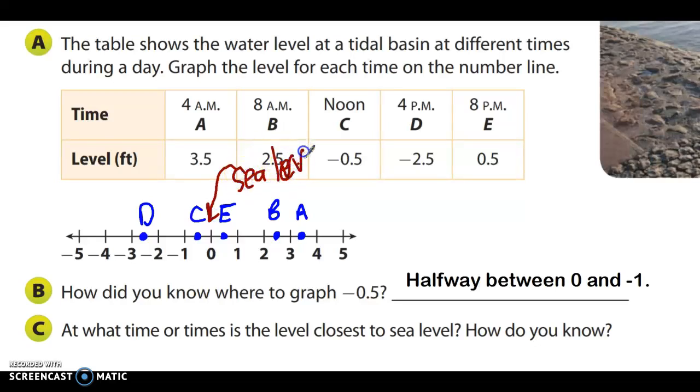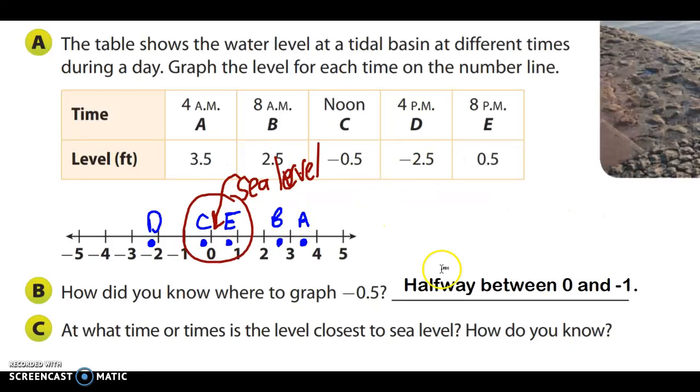If sea level is right there, what's closest to that? Well, there's 2 points that are close to it. E is a half a space to the right, and C is a half a space to the left. They're equidistant, so these 2 are my answers. So it says at what time or times is the sea level closest to 0? How do you know?